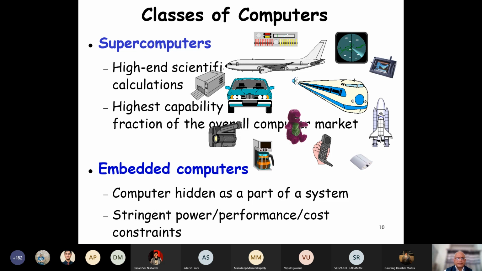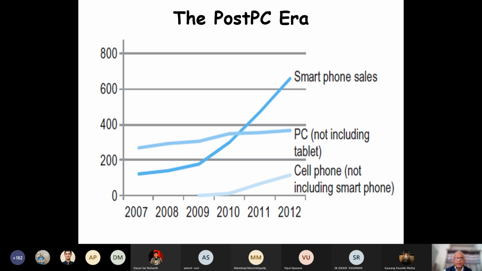Most of them, we don't realize them because they are hidden in parts of a system. For example, the computer mouse, we think that we are operating a mouse, but inside there is a processor. And that's a computer. And these have stringent power, performance, cost constraints. If you look for embedded computers, you'll find many of them in your cell phone, in a tea making machine, in a laser printer, and so on. The PC, this is again taken from the book.